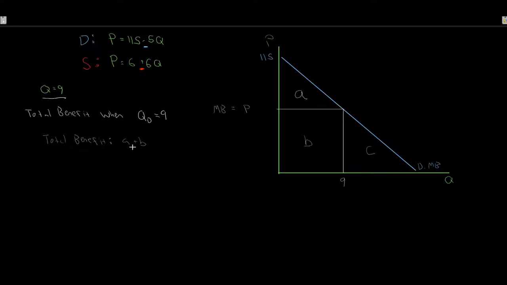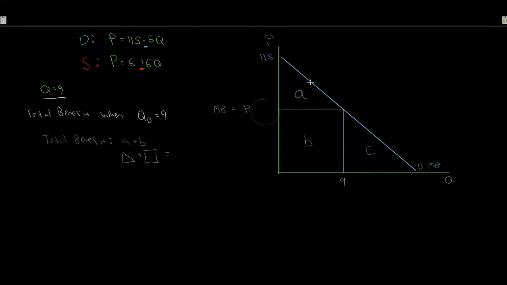And what we notice is, hey, A is a triangle, B is a rectangle. So if I just add these two shapes together, I'm going to get my total benefit. Problem with what we're presented with right now, we don't know what this price is, right? We don't know what this cutoff point is. But we can figure it out, of course, right?